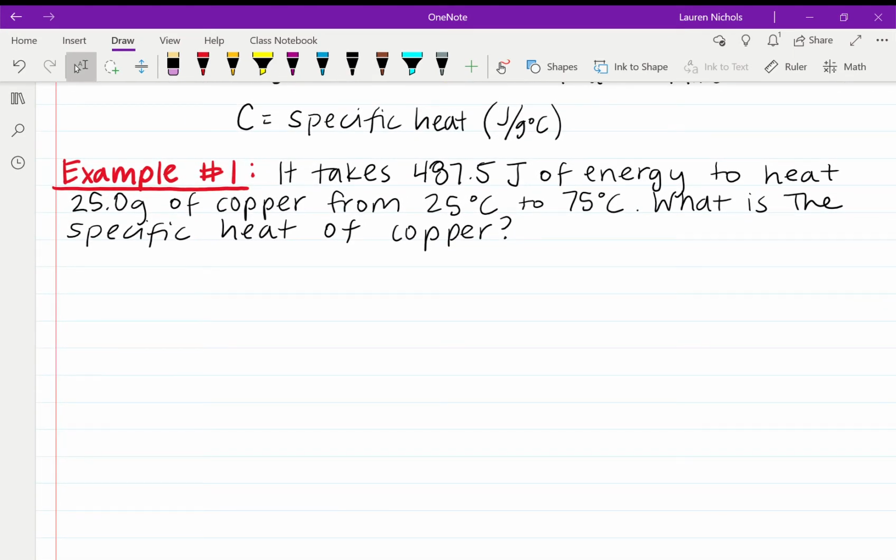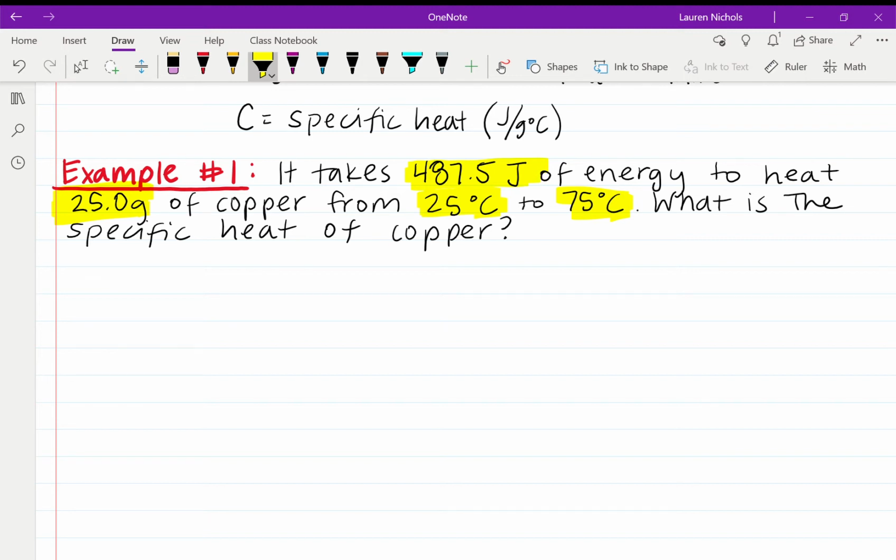For the first one, you're going to read through it, and I'll highlight or circle or underline the numbers as we read. It says it takes 487.5 joules of energy to heat 25 grams of copper from 25 degrees Celsius to 75 degrees Celsius. And then the question says, what is the specific heat of copper?